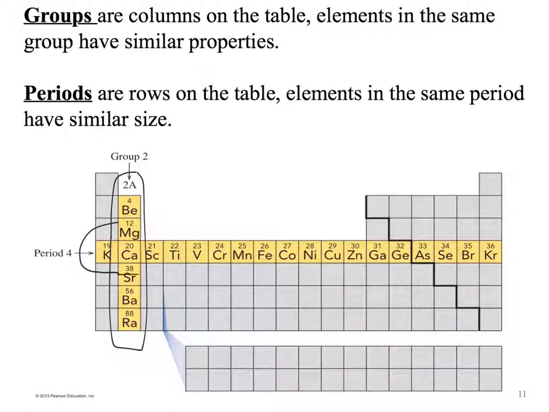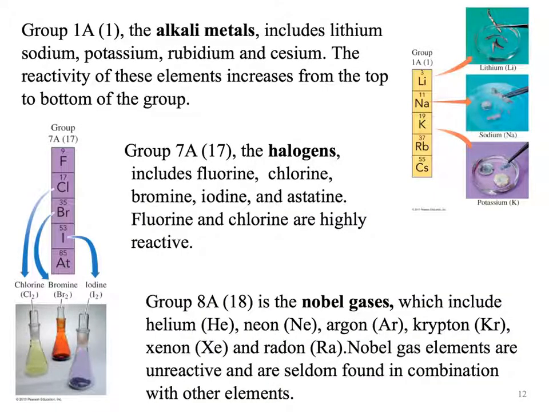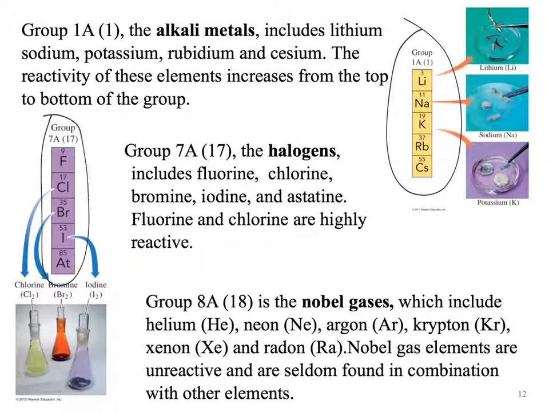Periods are the rows in the table, and they have similar sizes. As we said, group 1 is called alkali metals. They include lithium, sodium, potassium, rubidium, and cesium. Group 7 or 17 is the halogens: fluorine, chlorine, bromine, iodine. Group 18 or 8 are the noble gases: helium, neon, argon, and krypton.